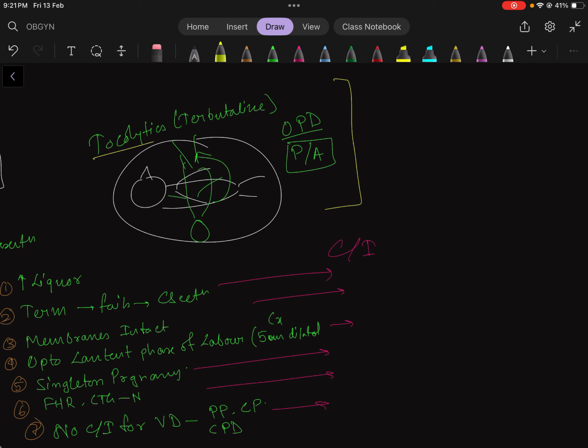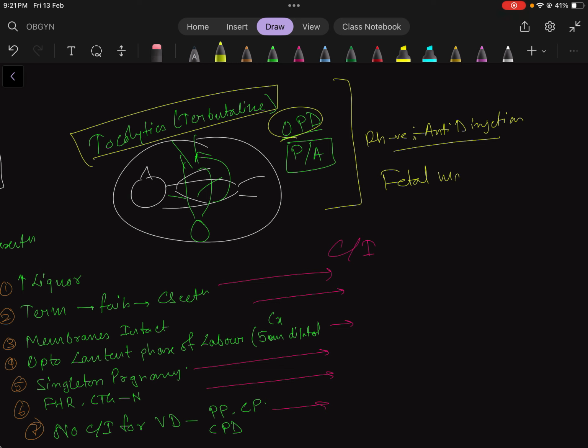So we do it under the influence of terbutaline, we do it in the OBT, and at the same time we give an anti-D injection if the mother is RH negative. And we do continuous fetal monitoring, so that if the baby's fetal heart rate increases or there is distress, we can immediately go for C-section.